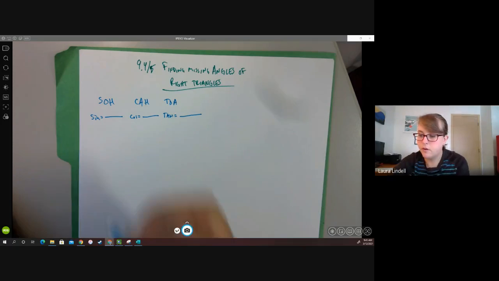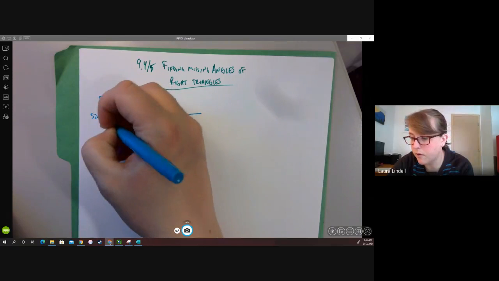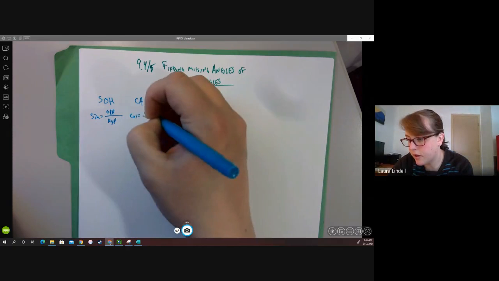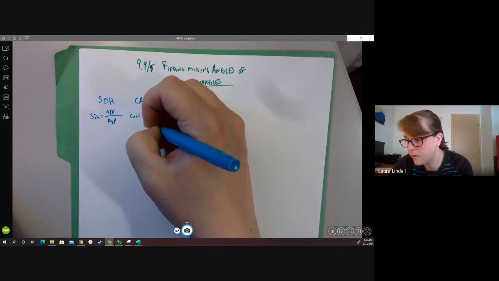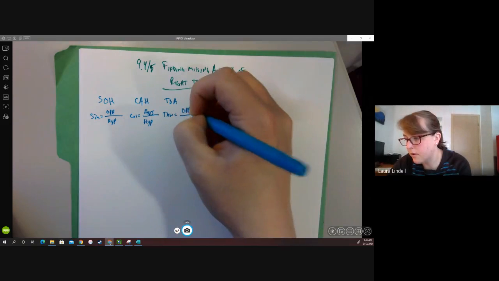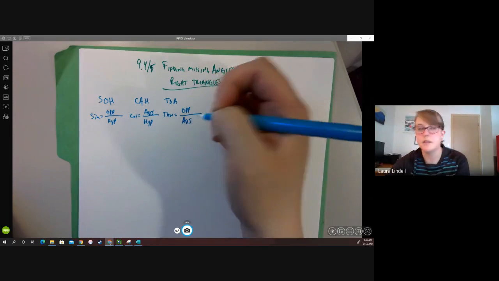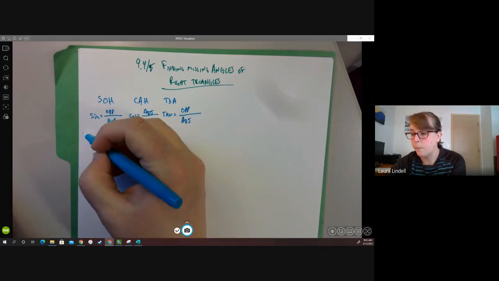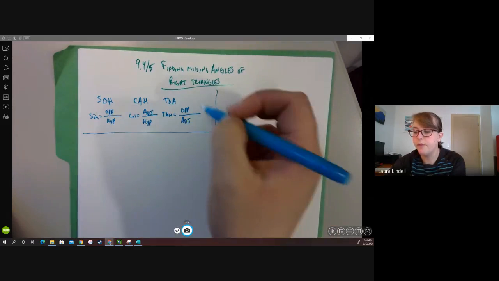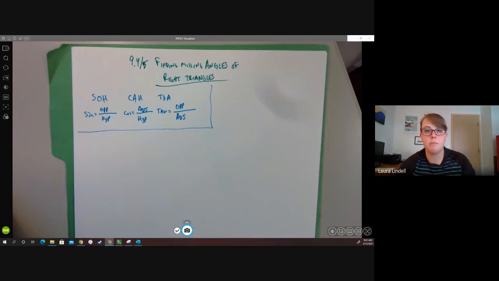All right, so hopefully you chose opposite over hypotenuse, adjacent over hypotenuse, and then opposite over adjacent. So that's something we want to have in the back of our mind or at the top of our paper as we go through finding missing angles of right triangles here.